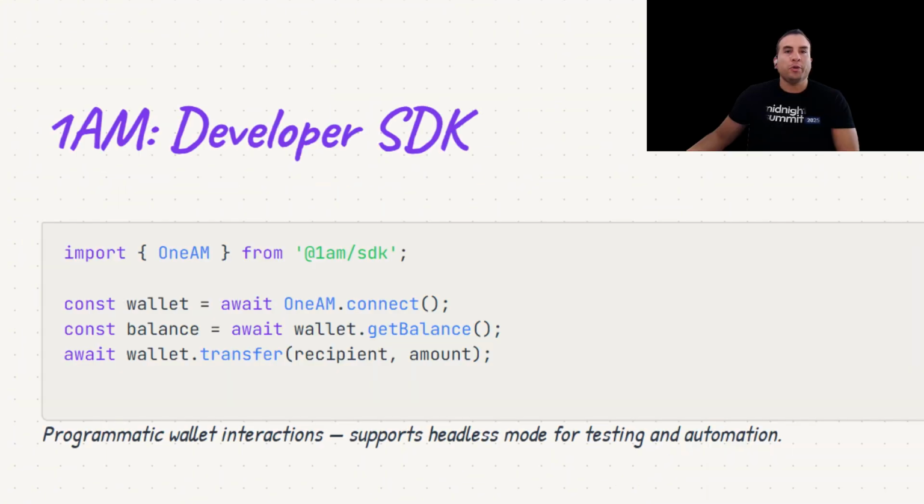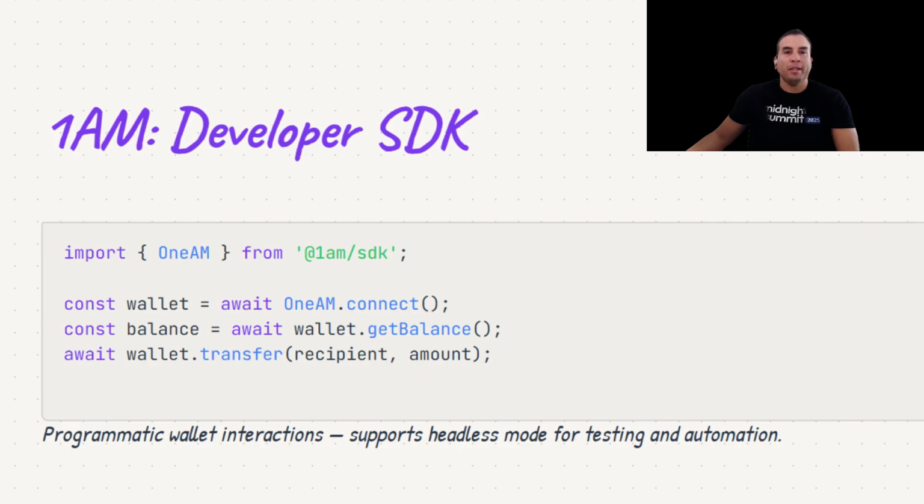1AM ships with a dedicated developer SDK. This is a major difference from Lace. 3 lines of code to connect, query a balance, and transfer tokens. Import from 1am SDK, call 1am.connect, and you've got a wallet handle. From there, get balance and transfer work exactly how you would expect.